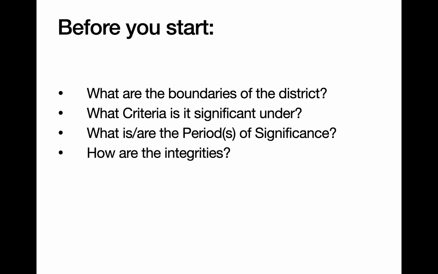Finally, you're going to want to know what integrities the district has or doesn't have, and be ready to write about all 7 of them. Now, in some cases, you're just going to be able to say it retains all of its integrities except, and then you can talk about the ones where it's not great. But you want to have a handle on all 7 integrities. All right. Once you're done with that, you can start on section 7 and 8.